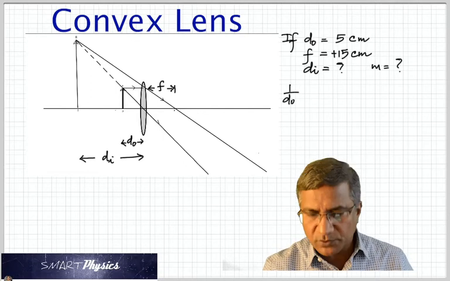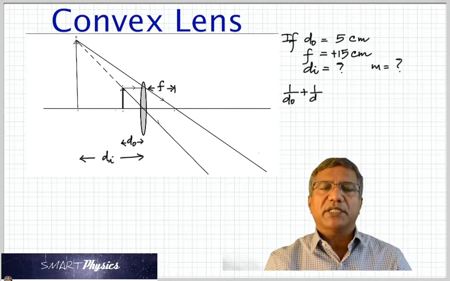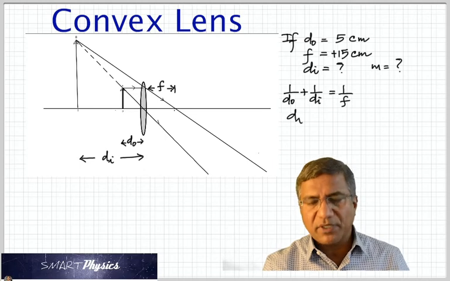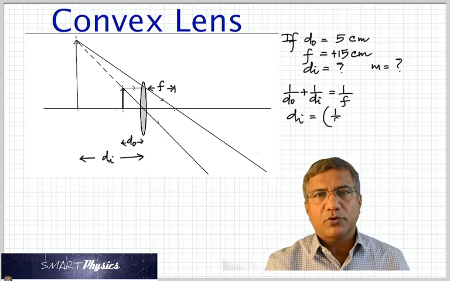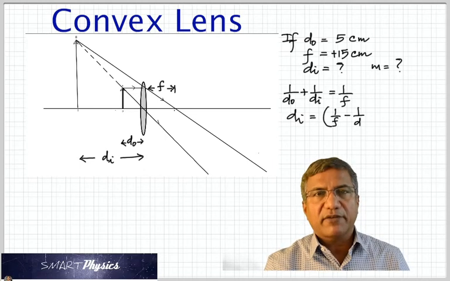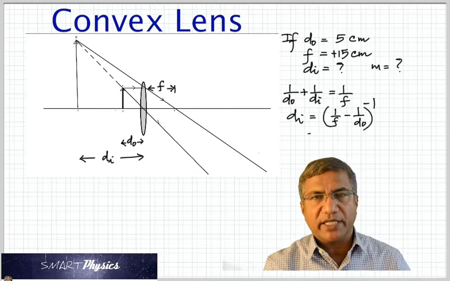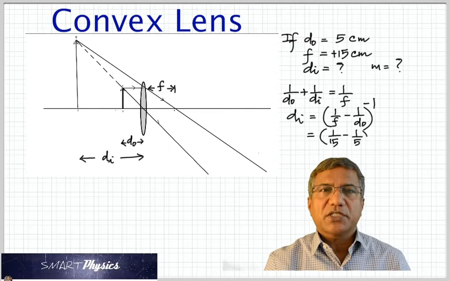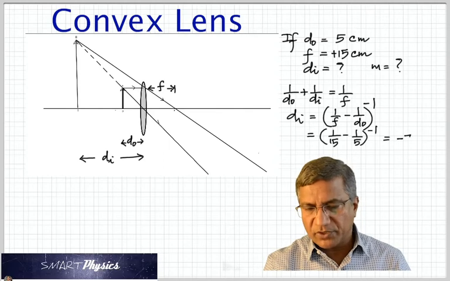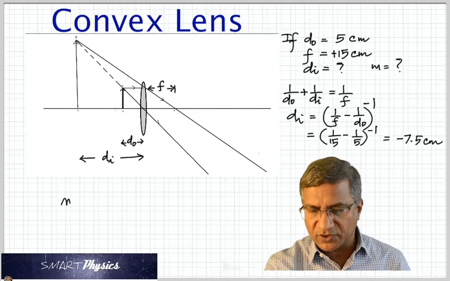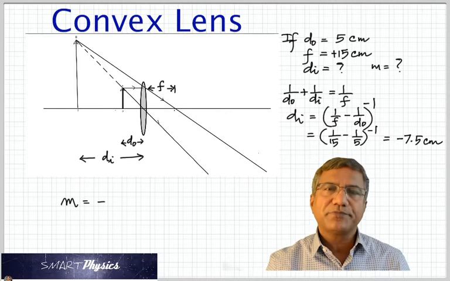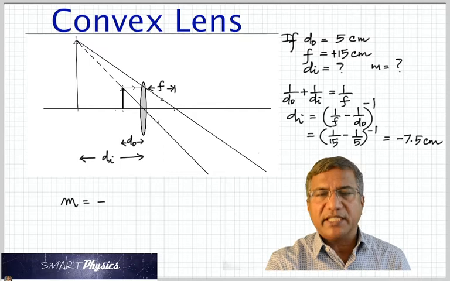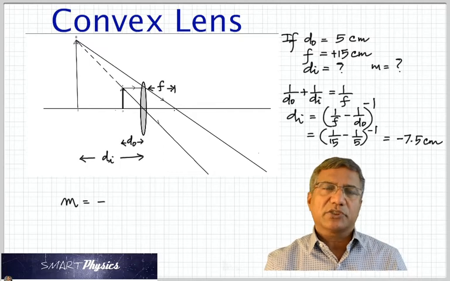Once again, we use 1 by DO plus 1 by DI is equal to 1 by F, and rearrange to make DI the subject as before. So (1 by F minus 1 by DO) raised to negative 1. Focal length is 15, object distance is 5. When we do those calculations, we get negative 7.5 centimeters. So when you get DI as negative, that means it's a virtual image.